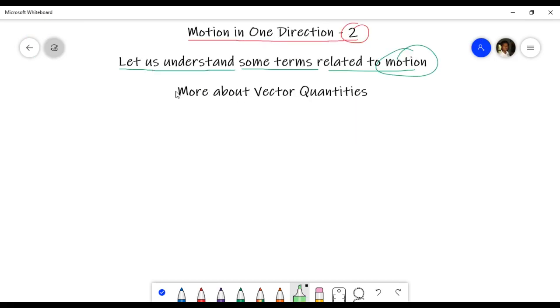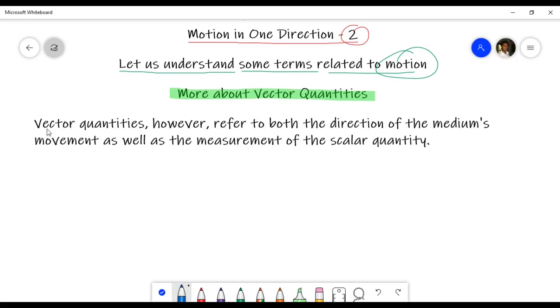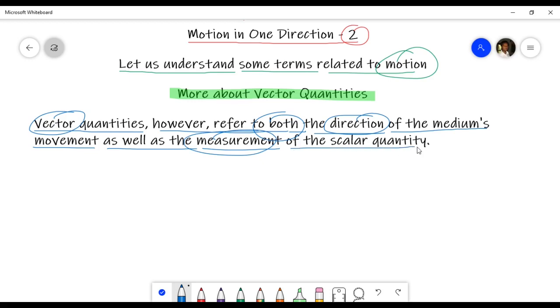Now let's see some more things about vector quantities. Now you know that a vector is concerned with both magnitude and direction. So vector quantities refer to both the direction of the medium's movement as well as the measurement of the scalar quantity. So we have both. The measurement of the scalar quantity is nothing but the magnitude.